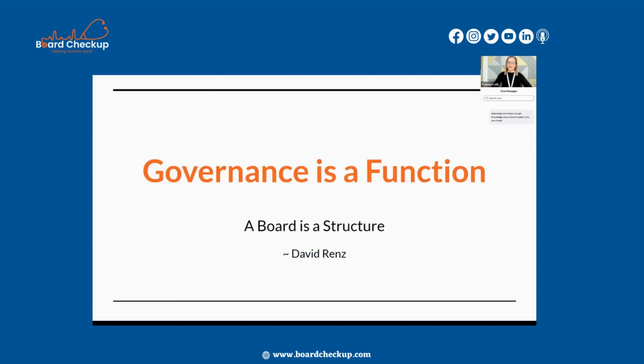So I want to start with a quote by my colleague, Professor David Renz at the University of Missouri Kansas City. And what he says, to be clear about this, is that governance is a function and a board is a structure. It's a legal structure, it's a colonial structure, but it is a structure.